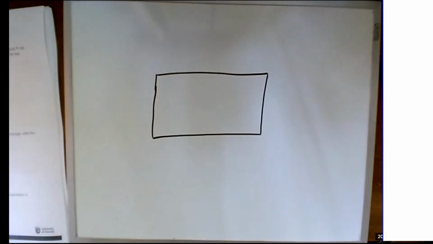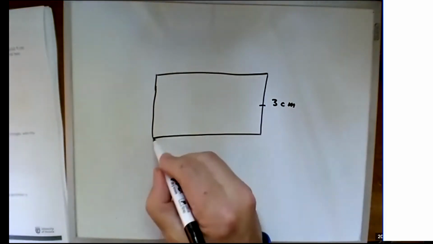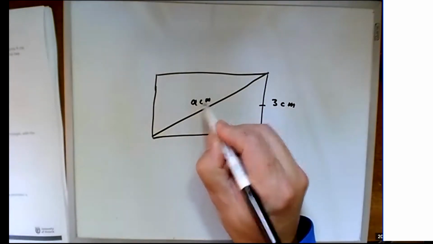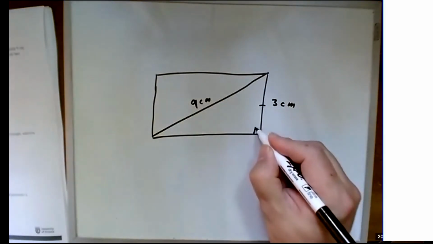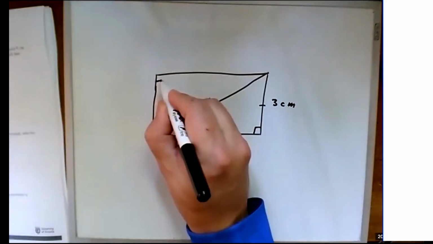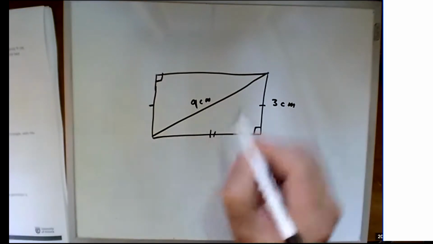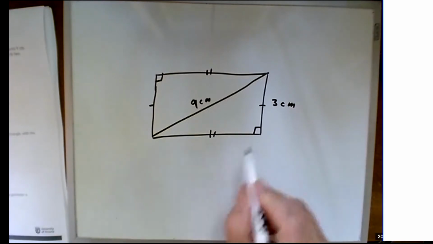Here we have some rectangle. And on this rectangle, we have the shorter side that measures 3 centimeters, and we have a diagonal on this thing, which is going to measure 9 centimeters. That's a 9, not an A. It's a rectangle, so we know that the corners are going to be 90 degrees. And also because it's a rectangle, I know that the opposite sides are the same length. And the question, of course, is going to be, well, what is this missing side?